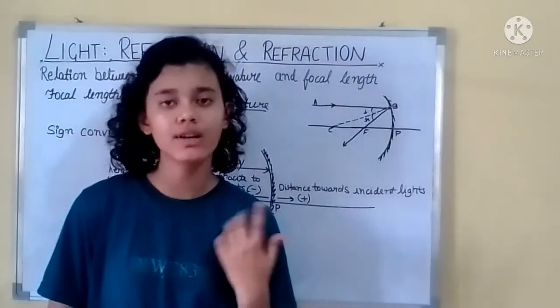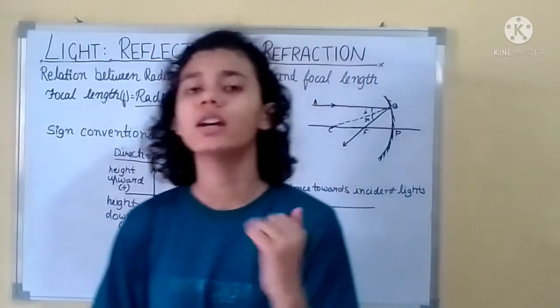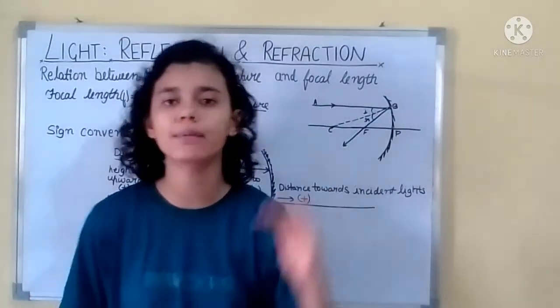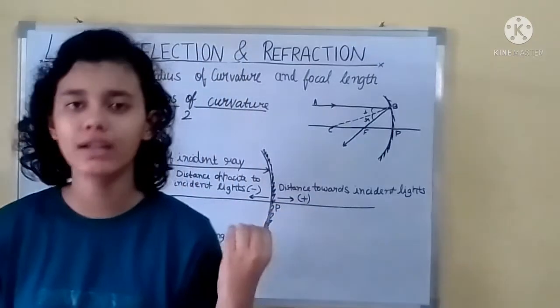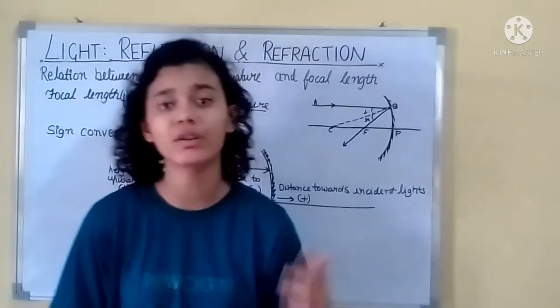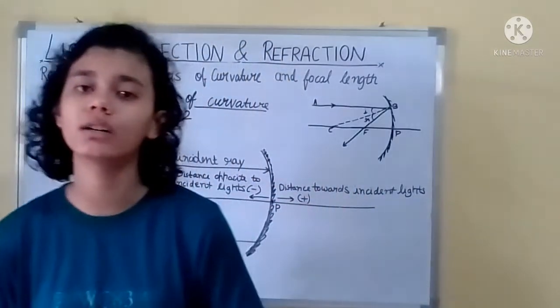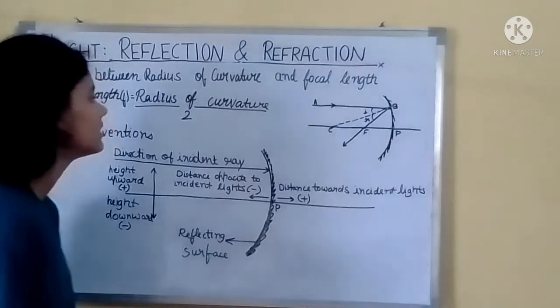Okay, so if somewhere the radius of curvature is given and you have to find the focal length, then you can just put this formula, r by 2, and then you will get the focal length. Or if anywhere f is given, means focal length is given, and you have to find the radius of curvature, then you can multiply 2 with the focal length and you will get the radius of curvature.